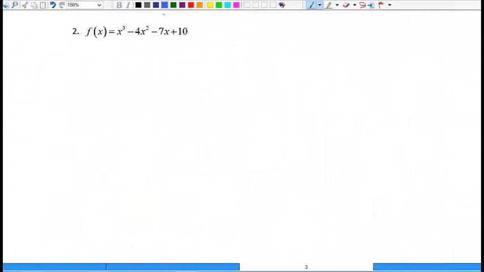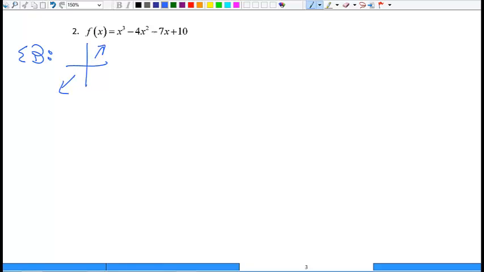Okay, number 2. Again, let's start with listing out our common properties. So let's go with end behavior here. It's a cubic again, so we know it's positive, so it goes in the first and the third.